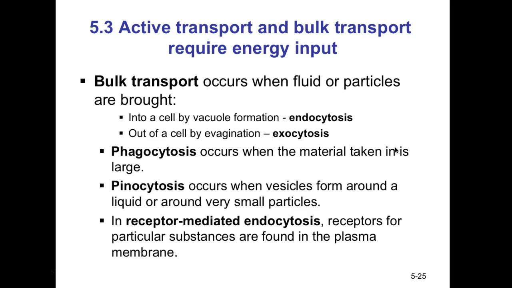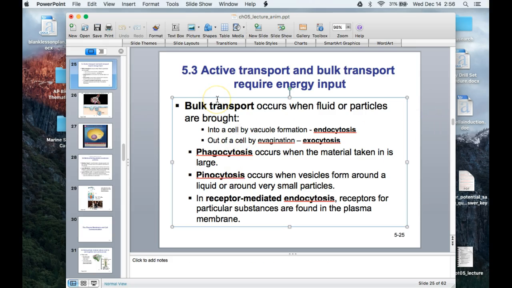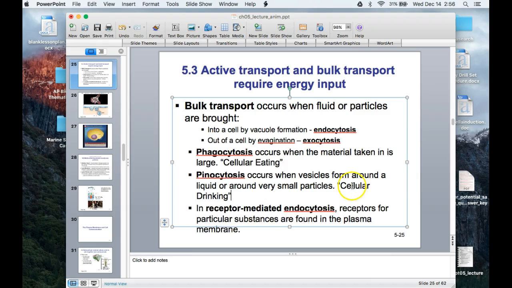evagination. The best examples of endocytosis would include phagocytosis, pinocytosis, and receptor-mediated endocytosis. In phagocytosis, that occurs when a large material is being brought into the cell. We consider phagocytosis a form of cellular eating. In pinocytosis, it occurs when vesicles form around a liquid or very small particles, and they're going to be brought into the cell. Therefore, we commonly refer to this as cellular drinking.